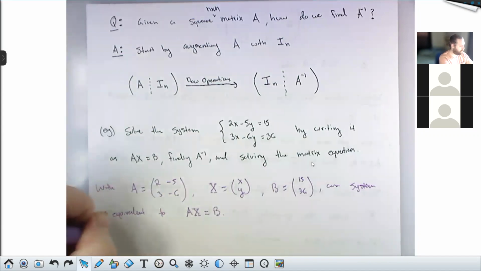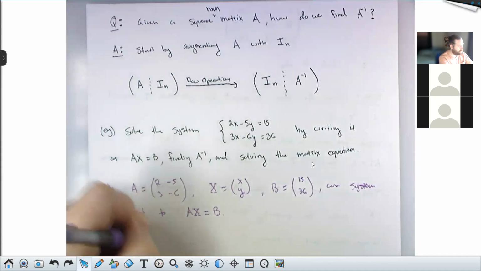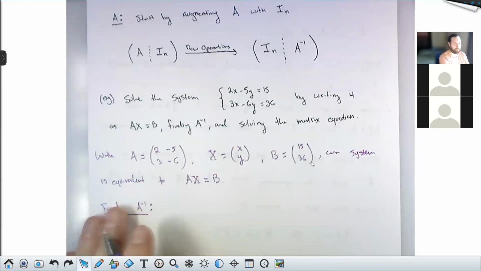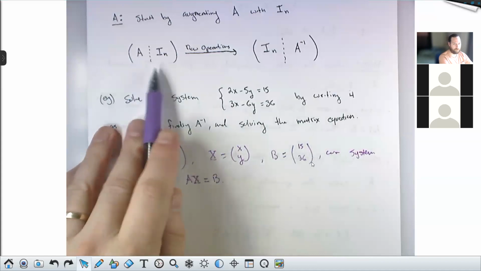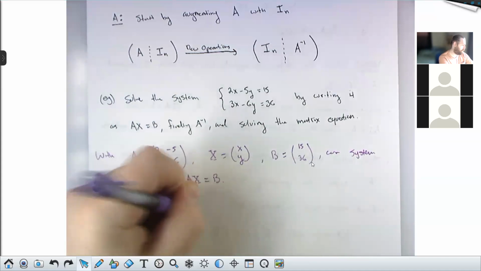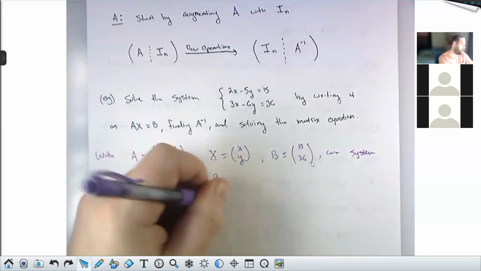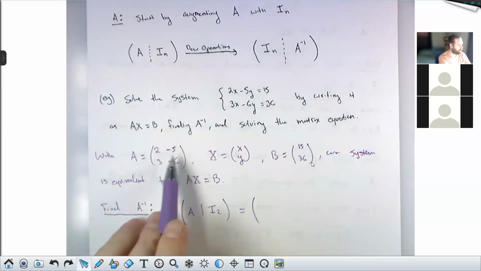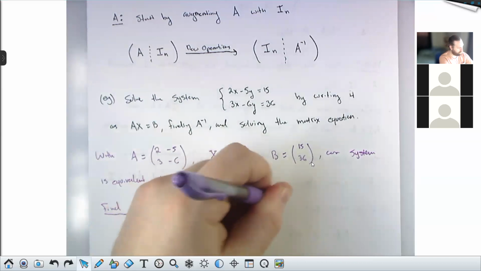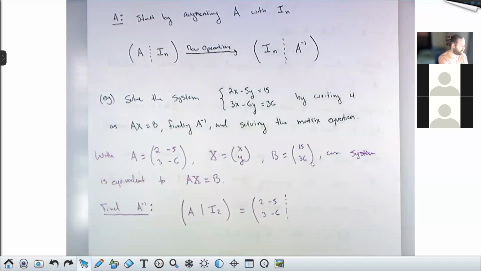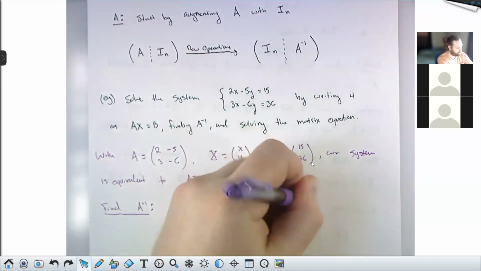Now we're going to find A inverse. To do that, I take the original matrix A and I augment it by the identity, in this case, the 2 by 2 identity. So A augmented by I2 is 2, -5, 3, -6. Sorry, I put a solid line there, I've been using dotted lines. And I2 is the matrix 1, 0, 0, 1.